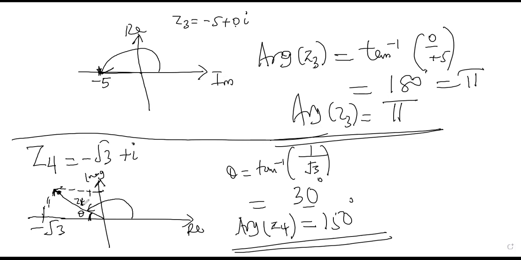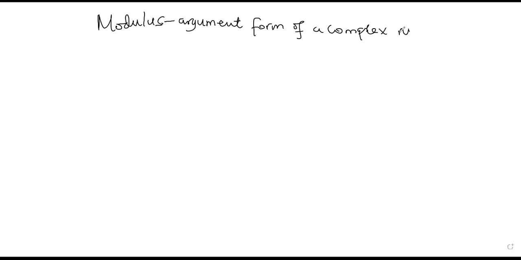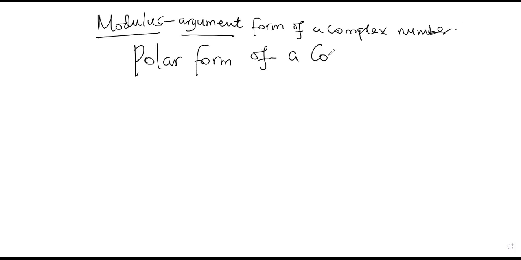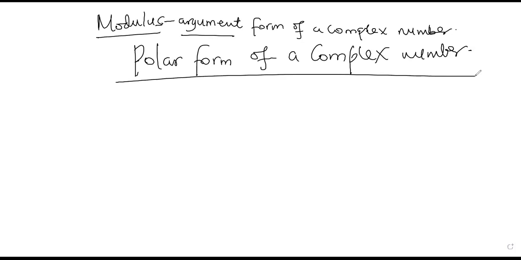So from here, after having known how to get the modulus and argument, now we go to the most crucial part of this area, and that is called the modulus argument form of a complex number. Because you have known how to get the modulus, you've known how to get the argument. So what is the complex number then? Many books call it the polar form of a complex number. How do we get the polar form of a complex number?